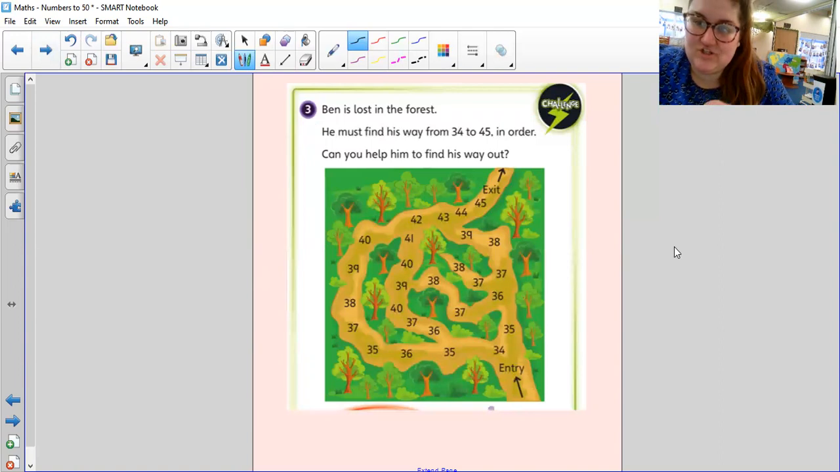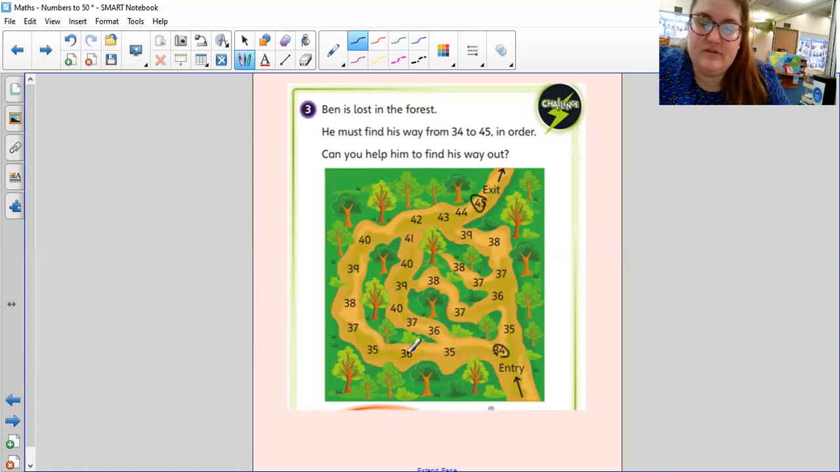So I've put a challenge in with this one, okay? And this reminded me a little bit of our computing and our technology work around algorithms, because Ben is lost in the forest, okay? He must find his way from 34 to 45 in order. So can you help him to find his way out? So he's going to start here. He's going to come in at 35 and he needs to get all the way to 45 in the correct order. So let's see if he can go this way.